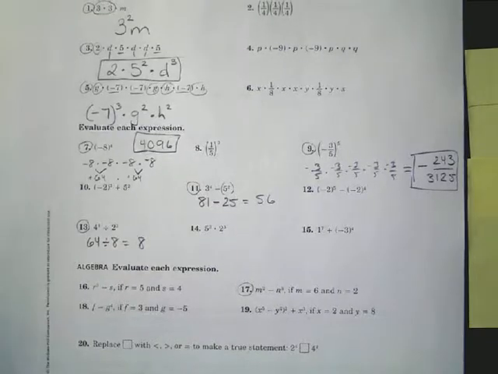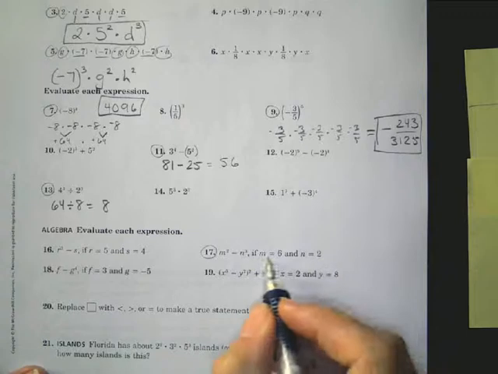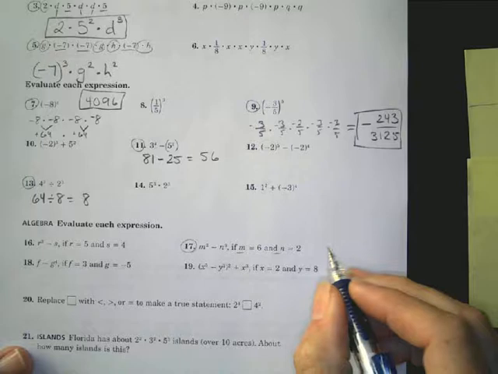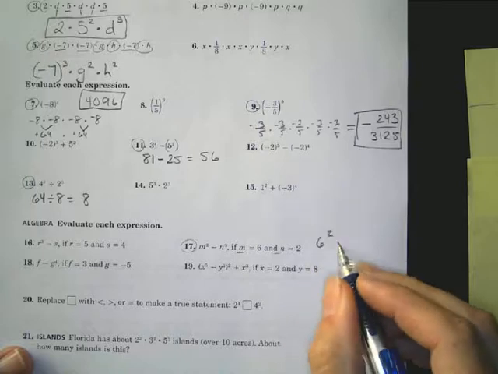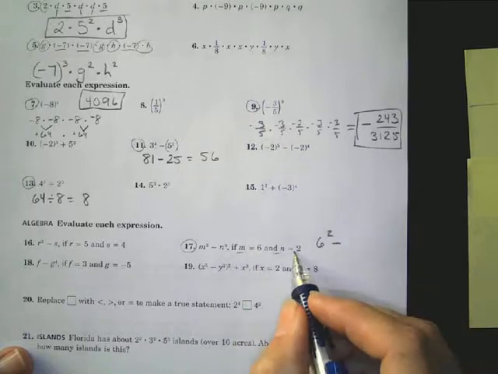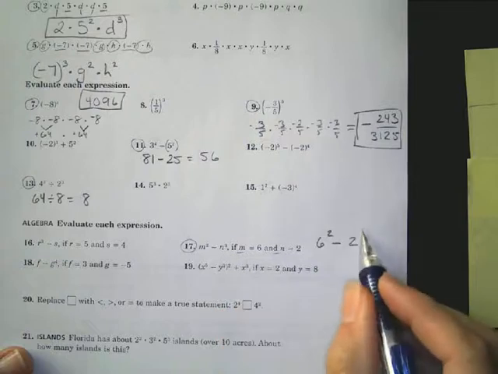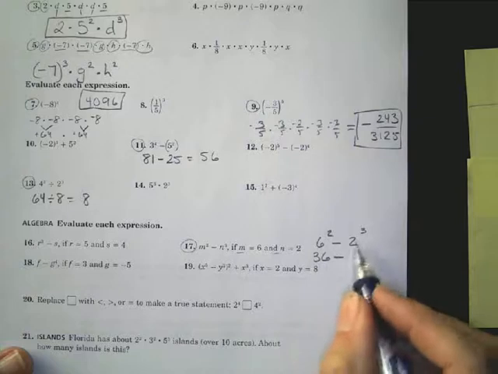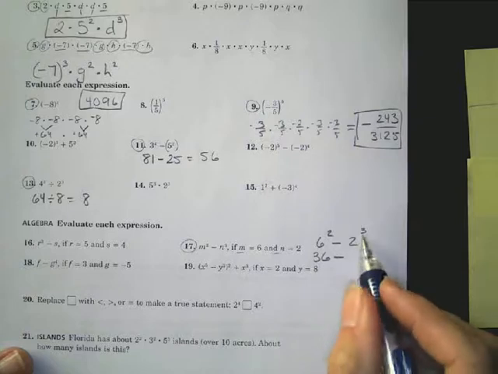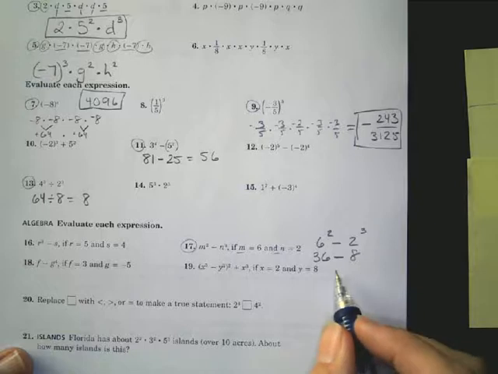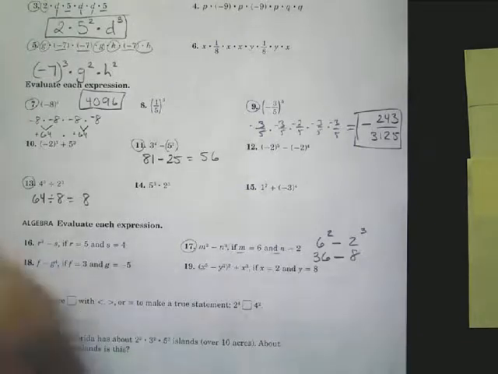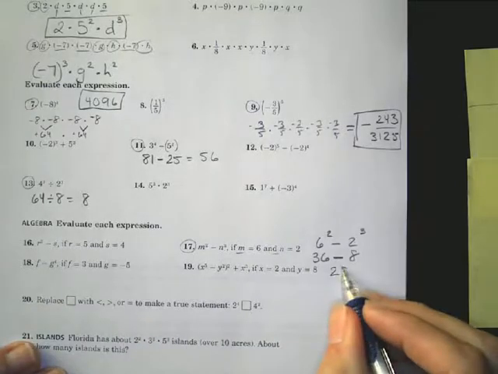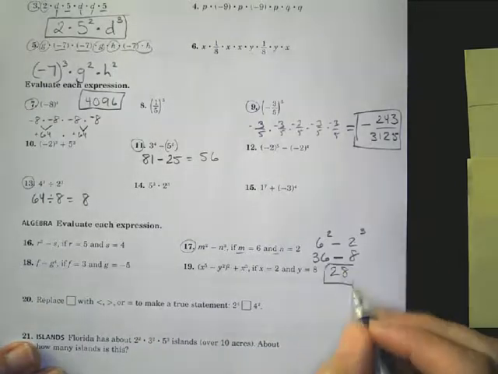For our last problem to take a look at, let's look at number 17. We're going to plug the values of m and n into our equation. So m squared becomes 6 squared, and we subtract from that the value of n squared, which is 2 cubed. Well, 6 squared is 36 minus 2 cubed. 2 cubed is 2 times 2 is 4 times 2 is 8. And 36 minus 8 is going to be 28. And so my answer for number 17 is 28.